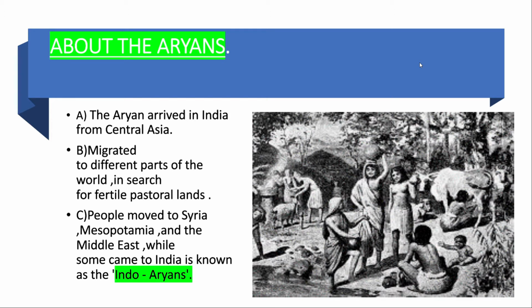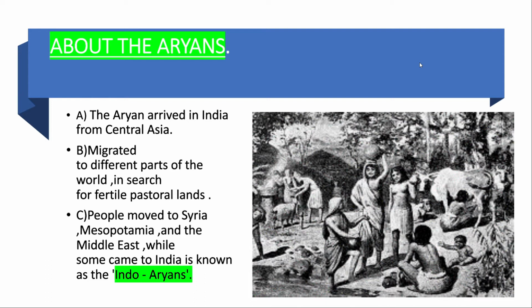Children, can you tell me who were the Aryans? Yes, the Aryan people who arrived in India were probably from Central Asia. Aryans migrated to different parts of the world. Why? Because in search of fertile pastoral lands, or maybe due to an increase in population. Some of the Aryan people moved to Syria, Mesopotamia and the Middle East. Some moved towards Europe while some came to India.